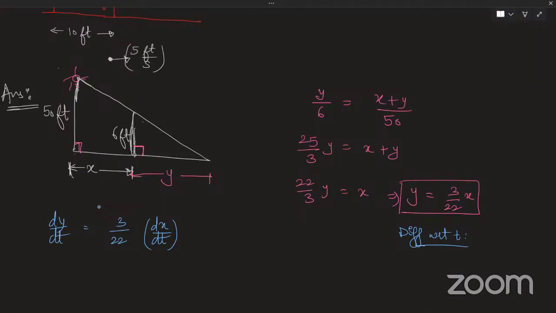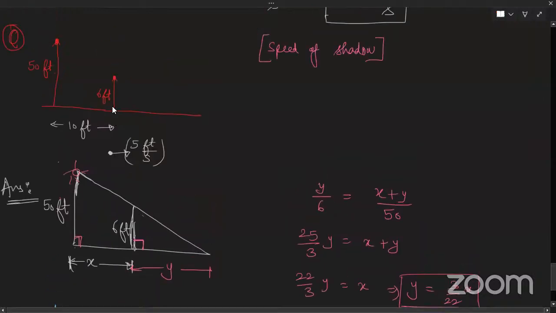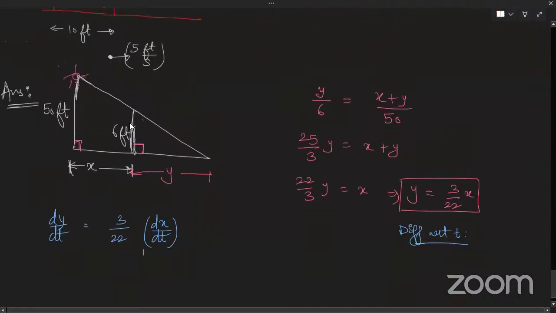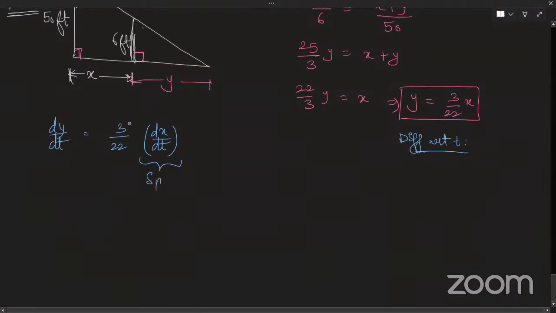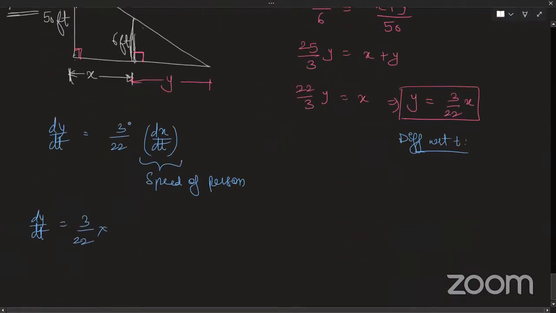Fine. So what is my dx by dt basically? If this is my length x, what is my value of dx by dt? Dx by dt is how fast the person is moving. So obviously my dx by dt is the speed of the person, right? So my value of dy by dt is 3 by 22 times the speed of the person. How fast is the person moving? 5 feet per second. So it is 15 by 22 feet per second. Fine. Really easy.